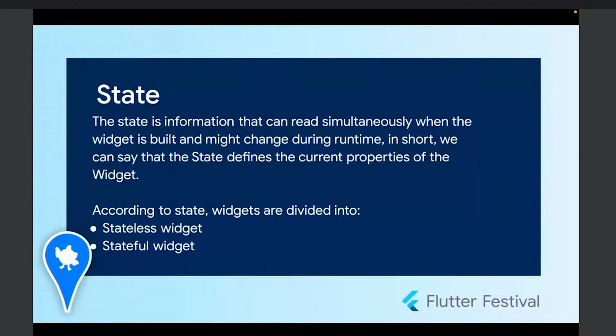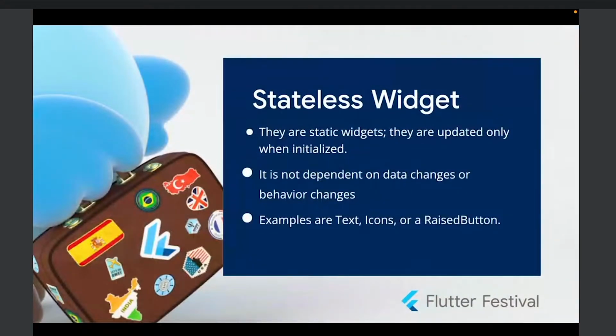So moving on to what a stateless widget is. These are static widgets, that is, they do not change their value while they are being used in the app. If the state of a widget is whatever we've defined it right now, it will stay the same throughout the time that we use our app. Like the color of our app, it does not change with time unless we make it change. So these stateless widgets are static widgets. They are updated only when they are initialized. They are not dependent on data changes or behavior changes.